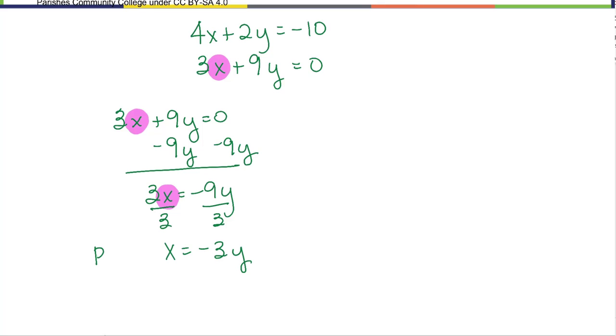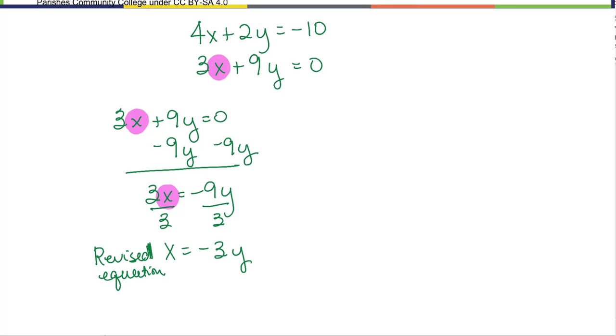Now this is my revised equation. Okay, it is equivalent to the 3x plus 9y equals 0. I've just rearranged it and wrote it in terms of the x in terms of y.